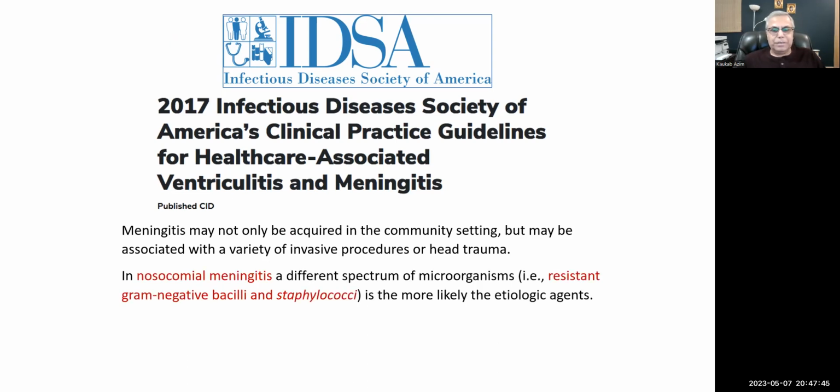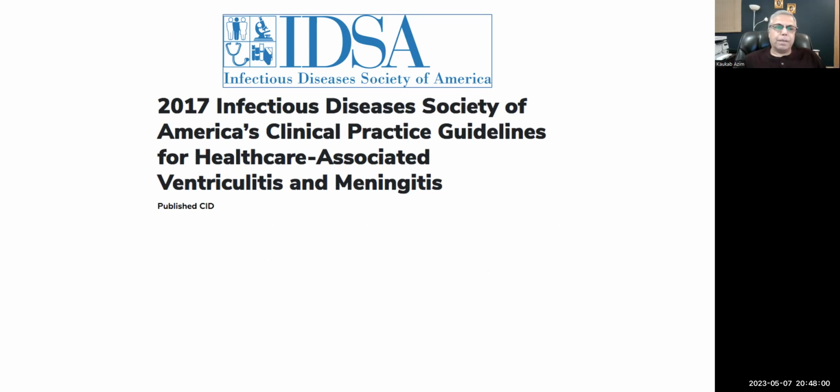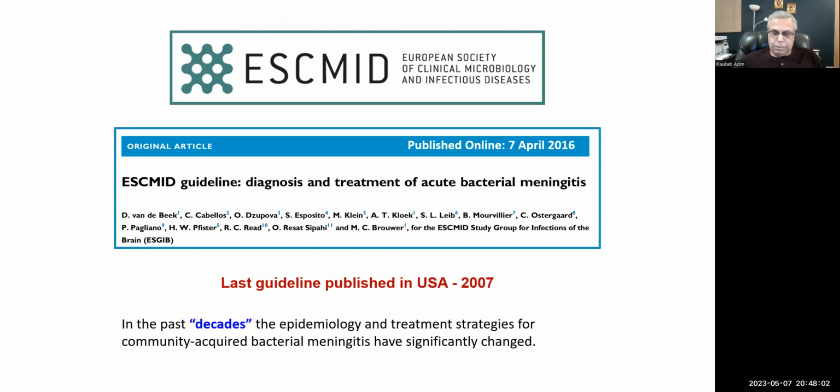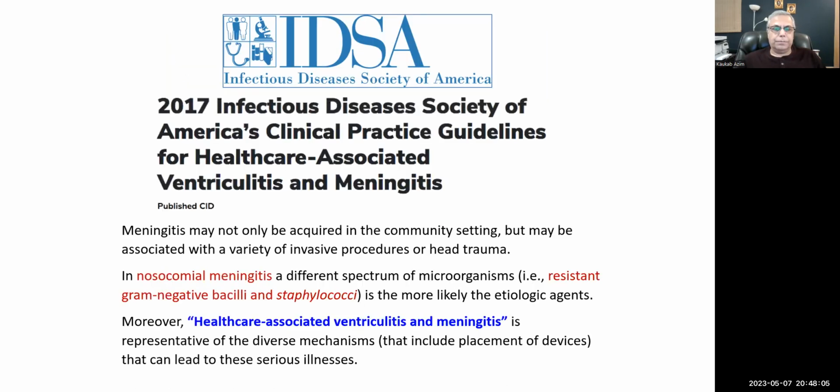In nosocomial meningitis, a different spectrum of microorganisms, that is resistant gram-negative bacilli and staphylococci, is more likely the etiologic agent. Right, sorry, I'm going the wrong way. All right. So, moreover, healthcare-associated ventriculitis and meningitis are representative of the diverse mechanisms that include placement of devices that can lead to these serious illnesses, okay?